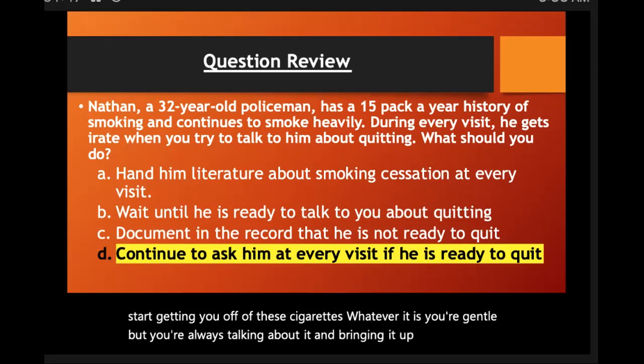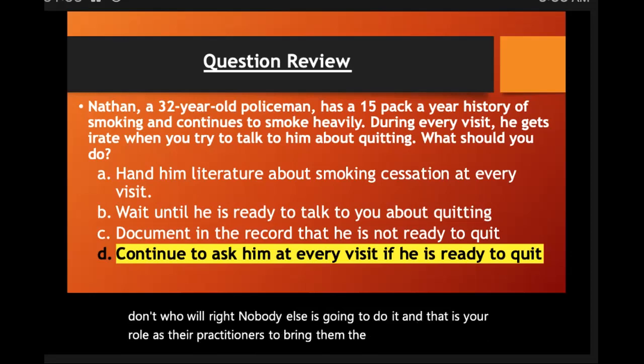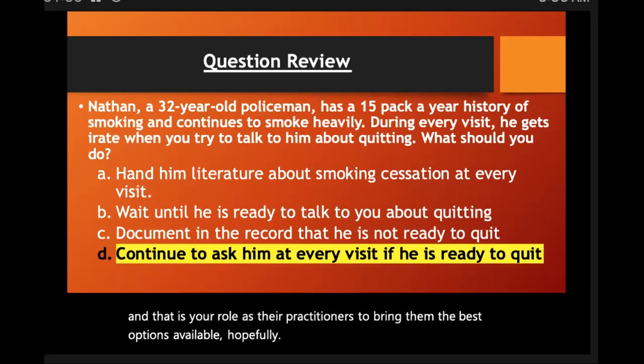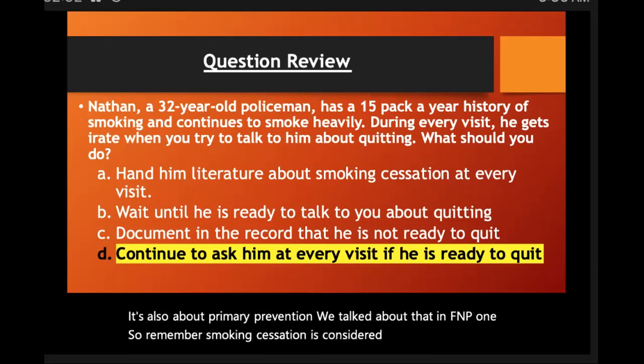Because if you don't, who will, right? Nobody else is going to do it. And that is your role as their practitioner, is to bring them the best options available, hopefully. It's also about primary prevention. We talked about that in FNP 1. So remember, smoking cessation is considered primary prevention.